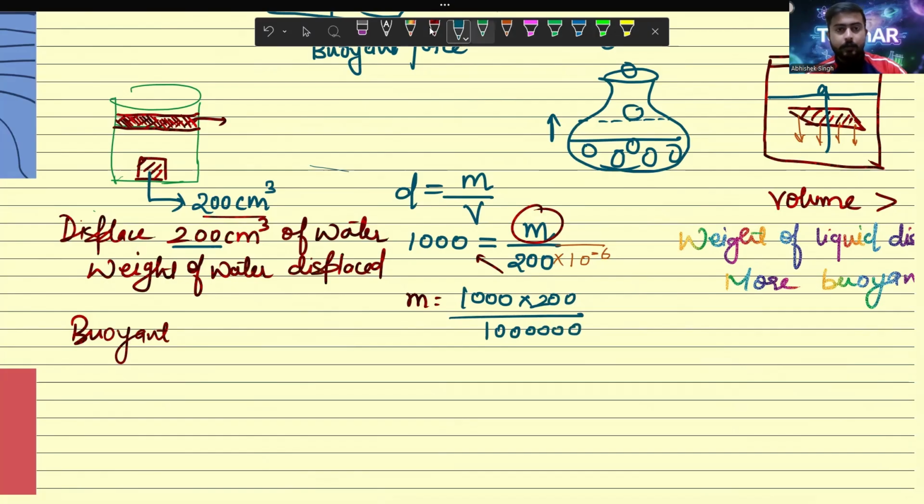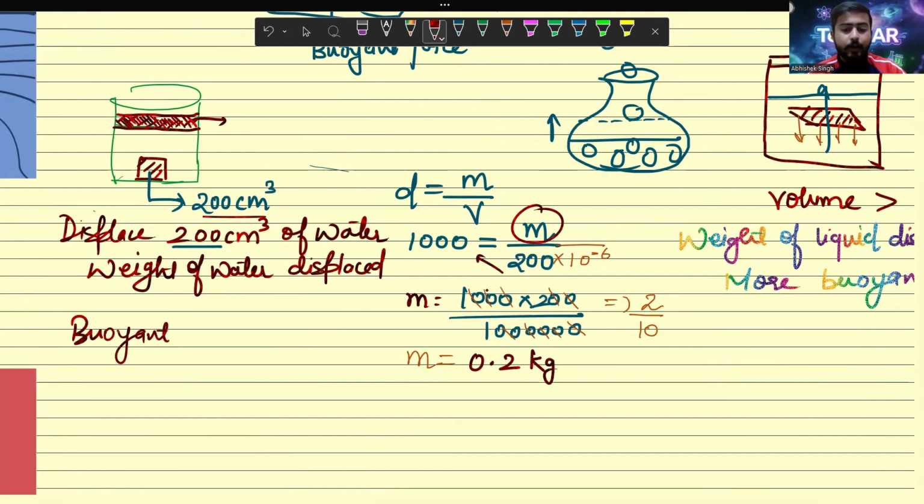Yes. Now let's do the cancellation. This much has been cancelled. We got 2 upon 10. That means we got the mass equal to 0.2 kg. Getting it? So this much water has been displaced.